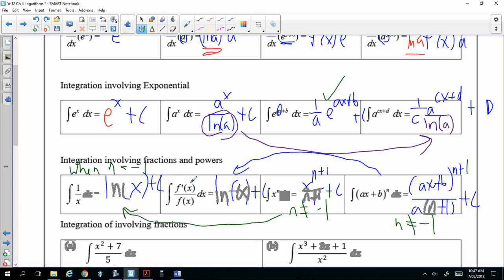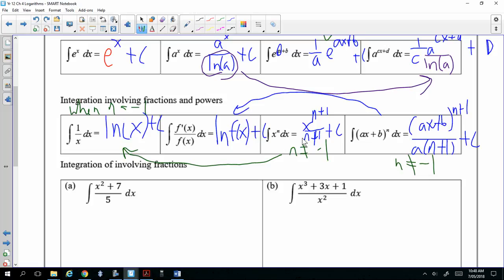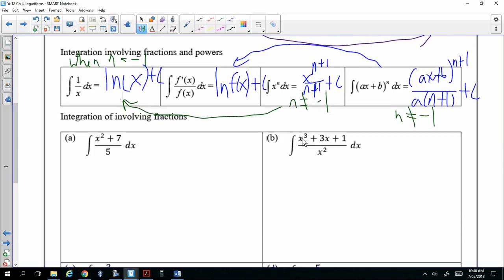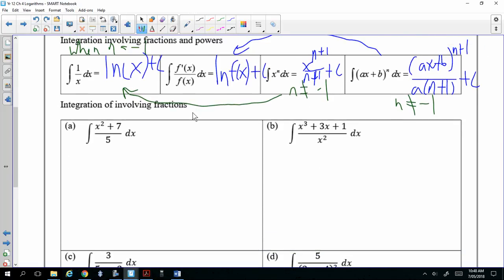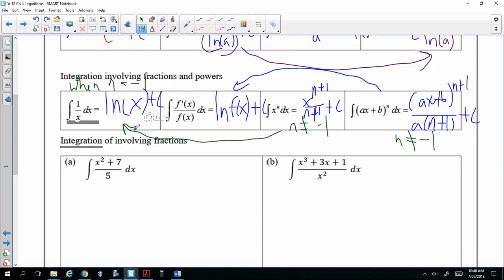All right, all of these are done. So we're going to apply these rules to 4 questions, and they may not use the same rule. They may use different rules. They all have a fraction, but as you can see, not all fractions involve logarithms, and some fractions don't involve logarithms. So let's look at how this works.